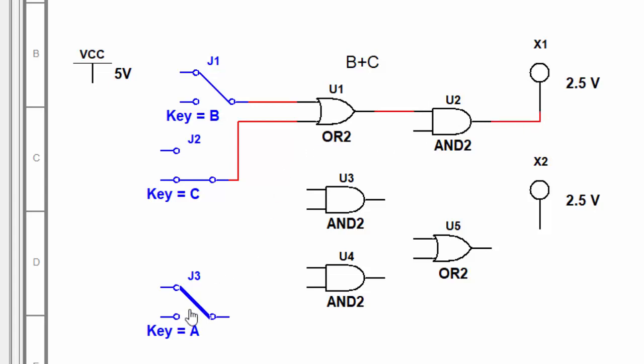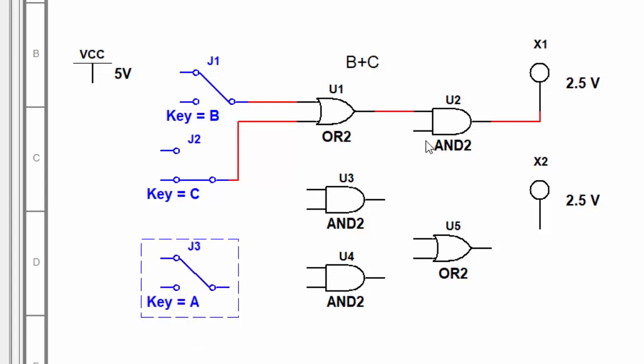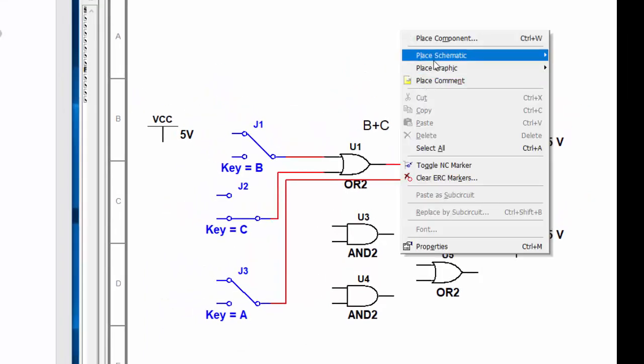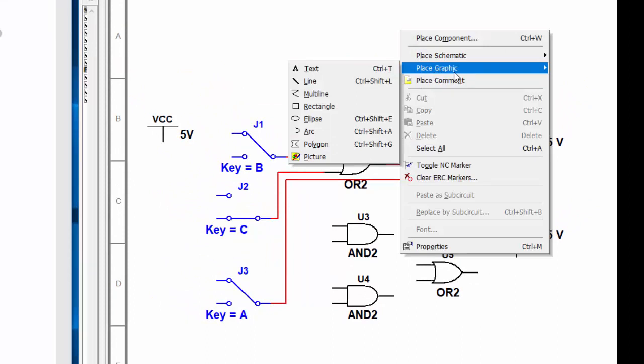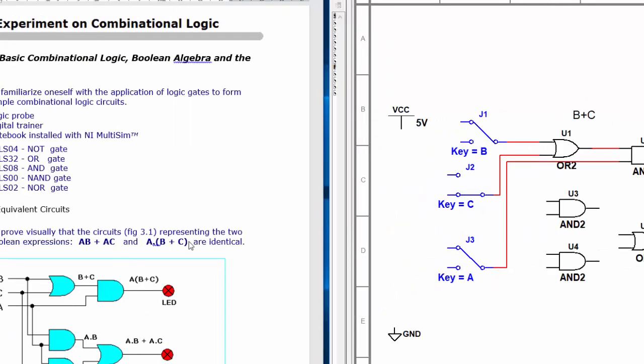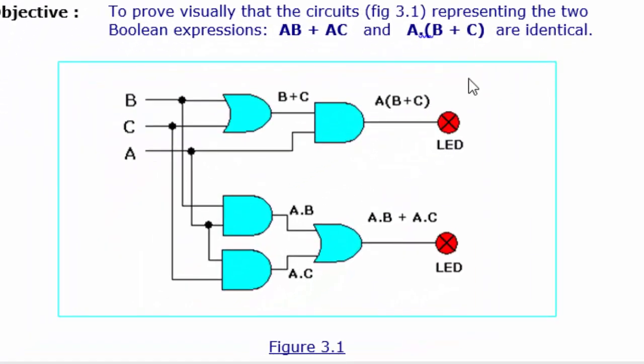Right, another input is A, so I'm going to bring this switch slightly nearer to the gate. So this is the output for A bracket B or C. So we have completed the circuit for the logic expression A bracket B or C.